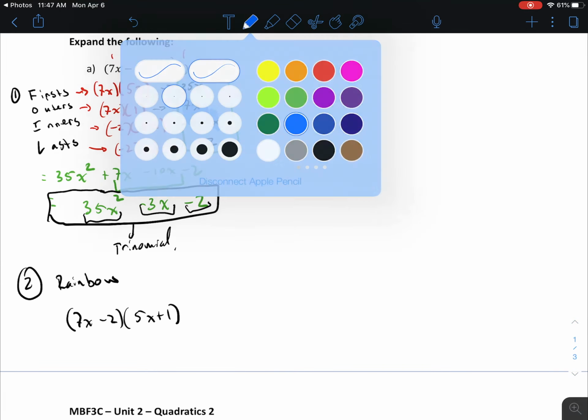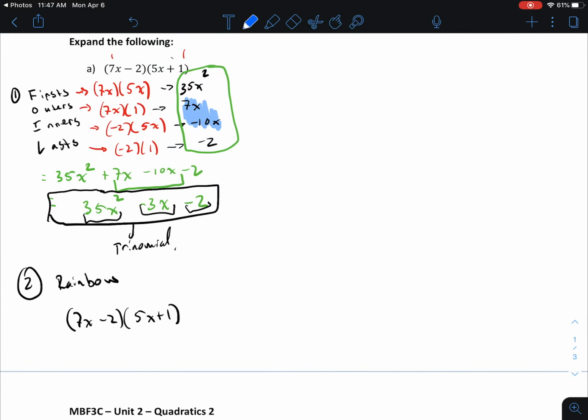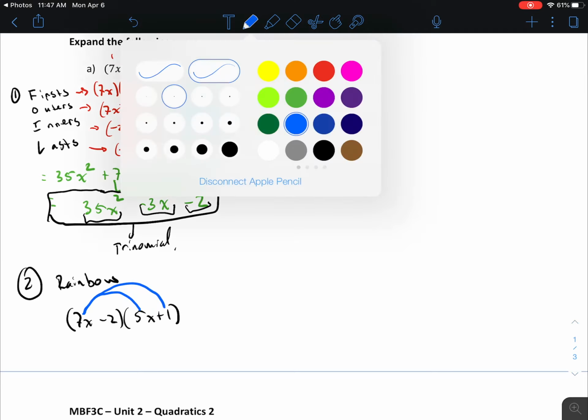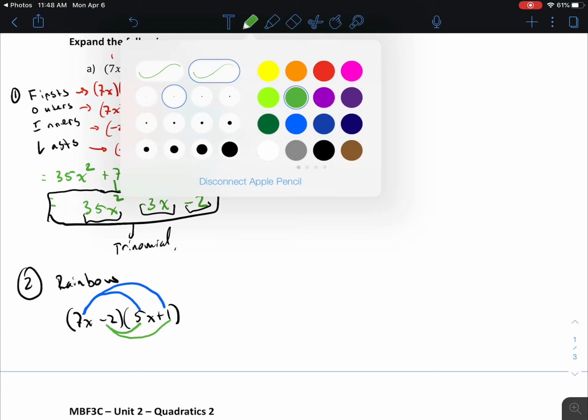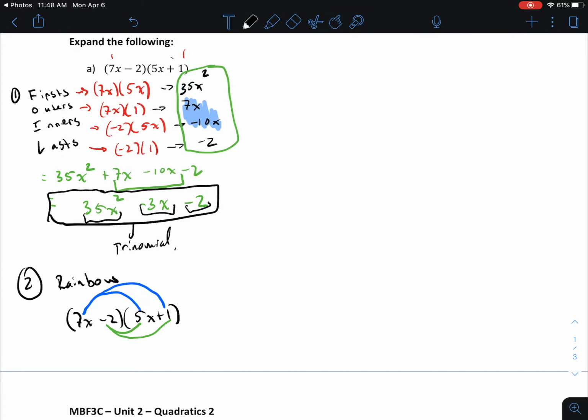Okay, and the rainbow method is actually what you've seen already. 7x goes to the 5x, but the 7x also needs to go to the 1. Okay, so in the blue, we'll do the top half, and then the bottom we'll do the same thing in green. So -2 multiplied by 5x, and -2 multiplied by 1. Okay, and then from here, you're just going to do the math for each of these rainbows, what we call them, right?